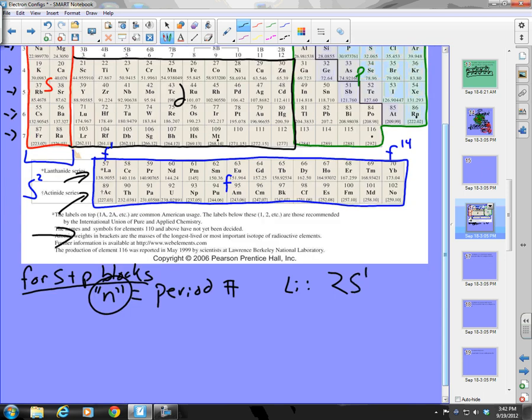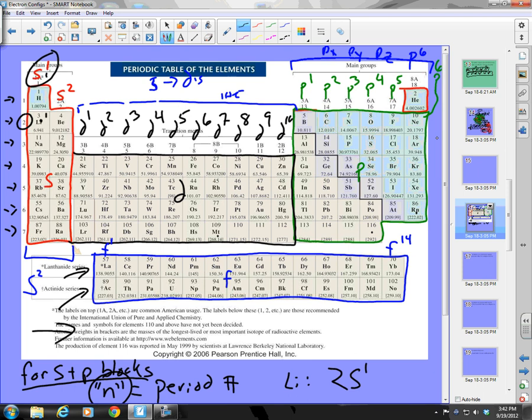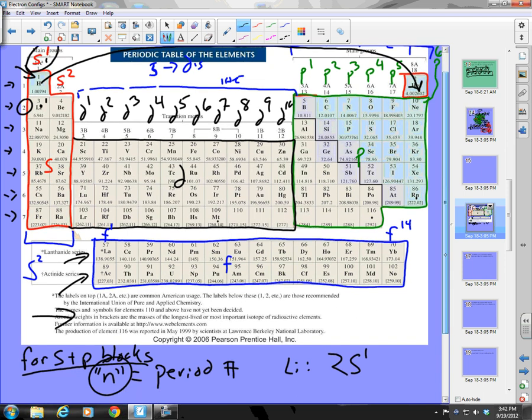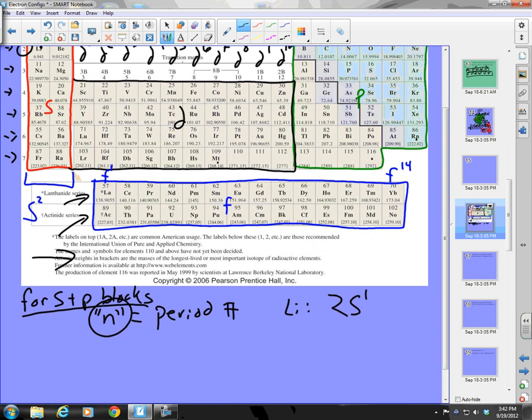Now, everything always begins with hydrogen, right? So that means it has to go from hydrogen over to helium, and when I hit helium, that is 1s, not 1s1, but 1s2. Got it? So lithium would be 1s2, 2s1.